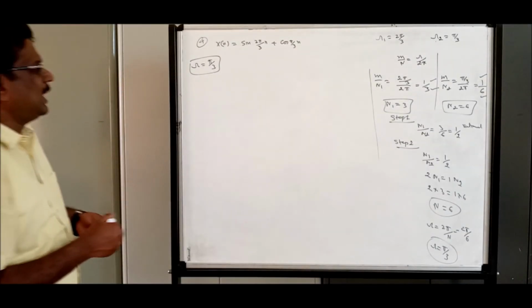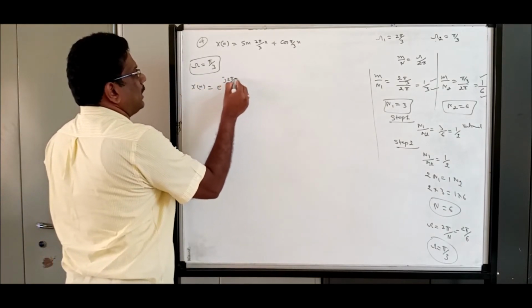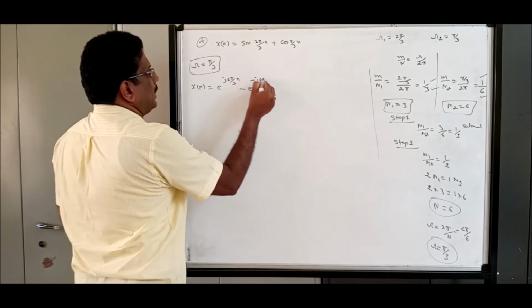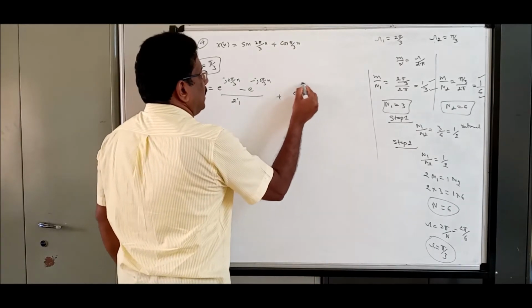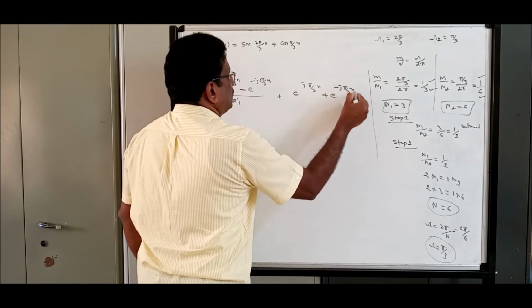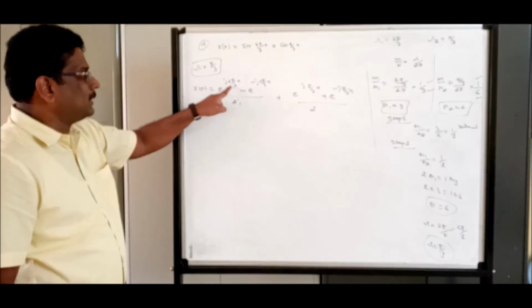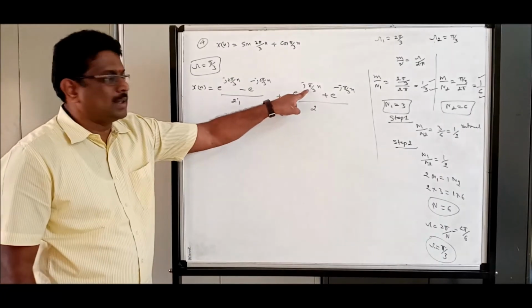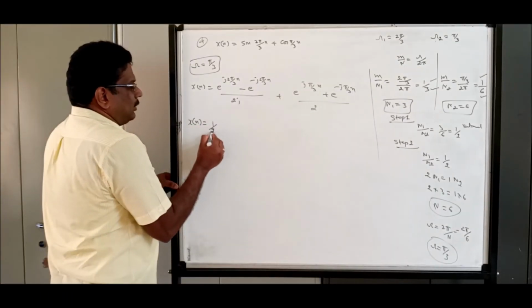Now let us just do the same Euler's format. Your x of n is equal to e power j 2 pi by 3n minus e power minus j 2 pi by 3n divided by 2j plus e power j pi by 3n plus e power minus j pi by 3n divided by 2. Next, I have to split according to my general format. Remember, your omega is pi by 3. Other than pi by 3, it should be k. Here there is no other value, so it should be 1. So we know it. This is the general tactic.